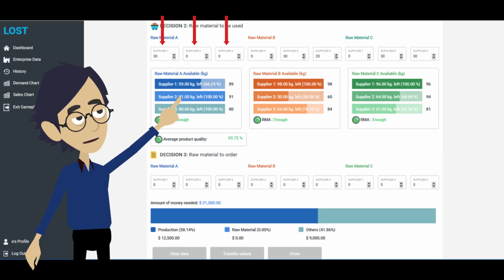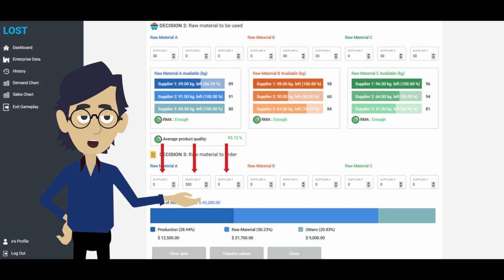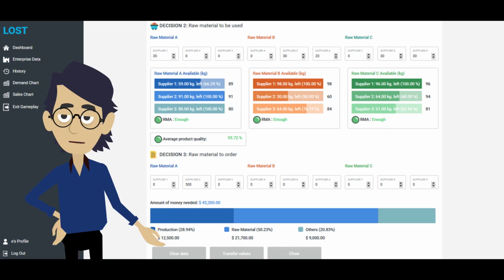In these boxes we must place the values that we have decided to allocate of raw material. And the help will show us the kilograms we have available. It will tell us if the quantity we have chosen is enough. And it will show us the weighted quality. In these boxes we must place the order quantity that we wish to request from our suppliers. And the blue bar will indicate our total costs in each item.